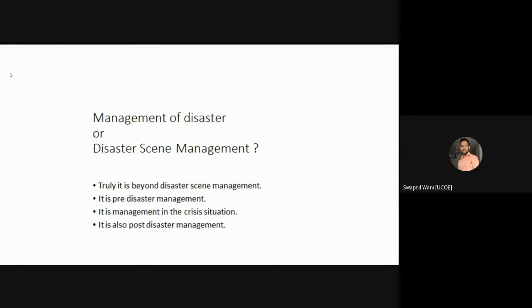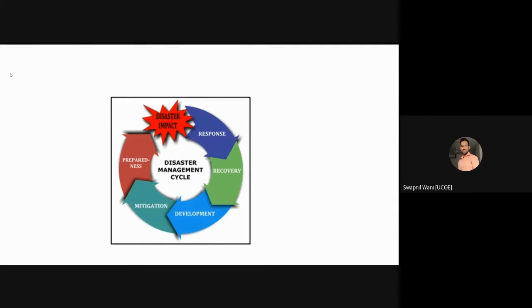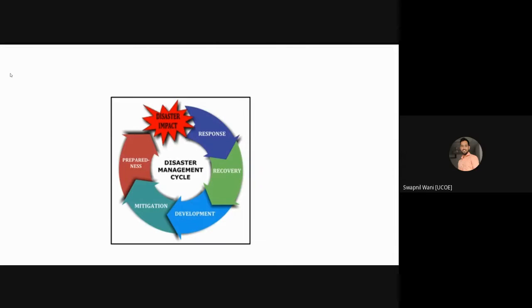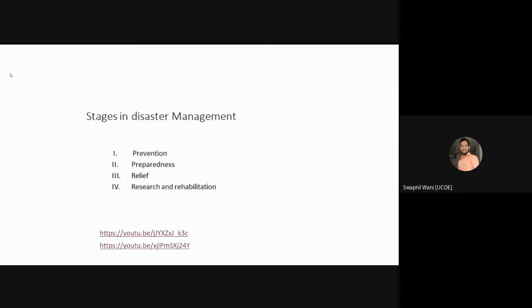Now, how to manage this type of disaster, and what is the role of disaster management? We have discussed a very important cycle of disaster management and stages in disaster management. As you can see, there are a total of 5 stages: prevention, preparedness, relief, research, and rehabilitation. We have discussed these till now.